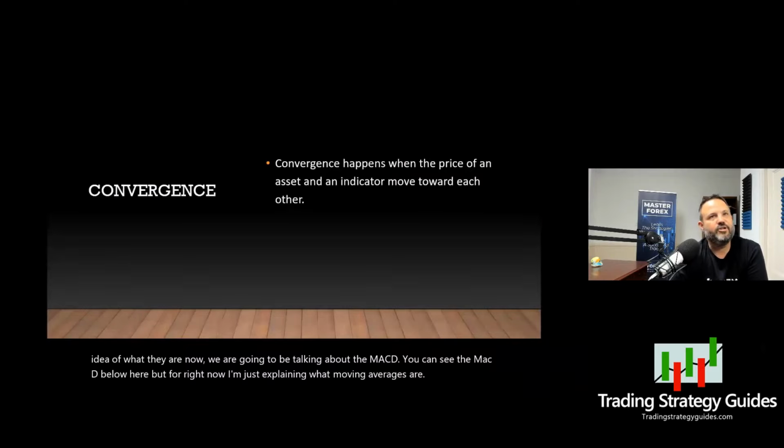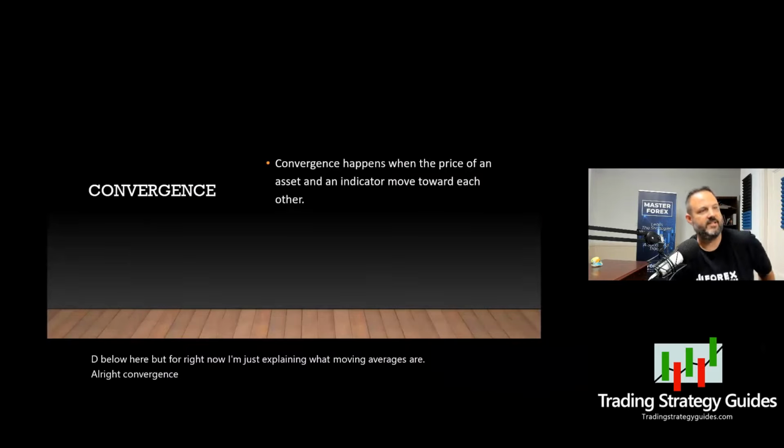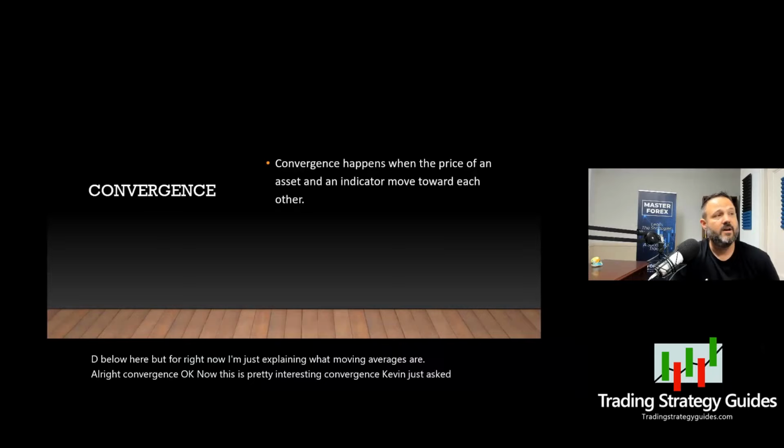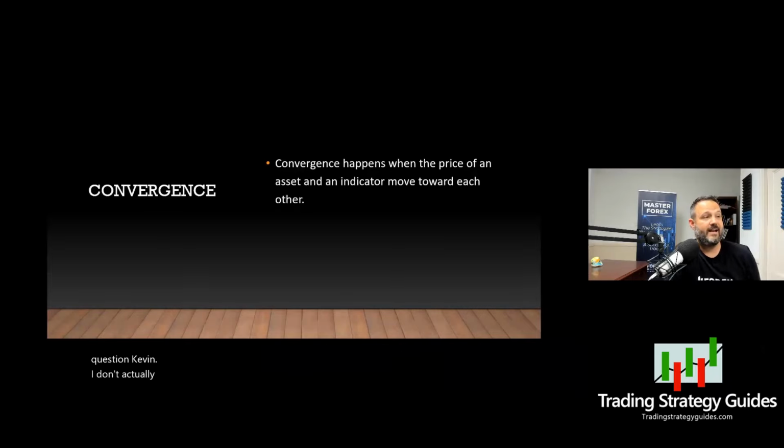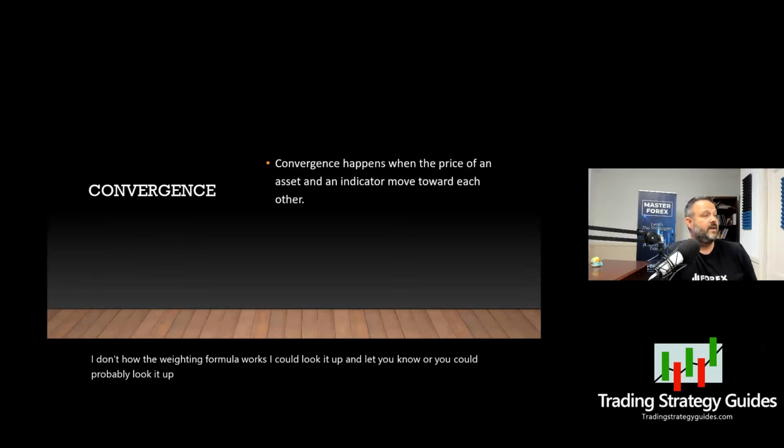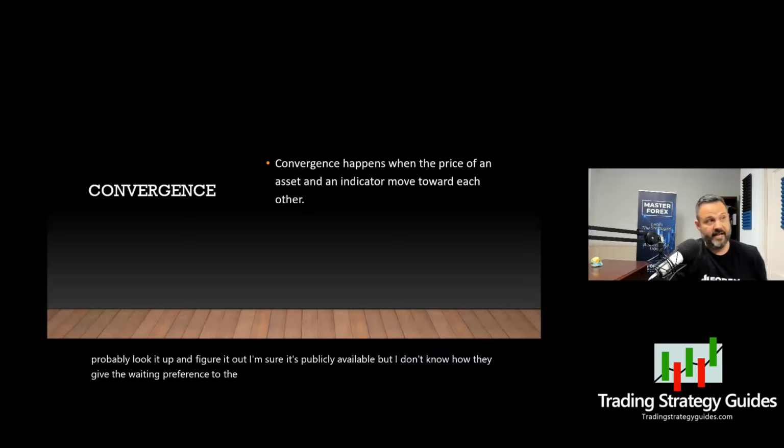All right, convergence. Now, this is pretty interesting. Well, Kevin just asked a question. Kevin, I don't actually know how the weighting formula works. I could look it up and let you know, or you could probably look it up and figure it out. I'm sure it's publicly available, but I don't know how they give the weighting preference to the most recent closing prices. I do not know how they do that. Anyways, we talked about moving average.